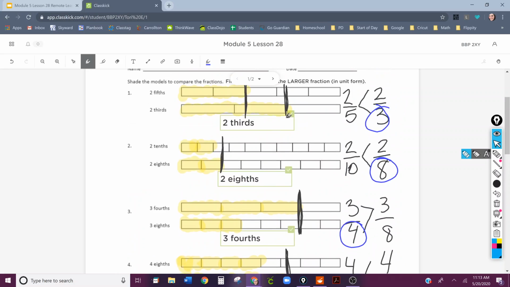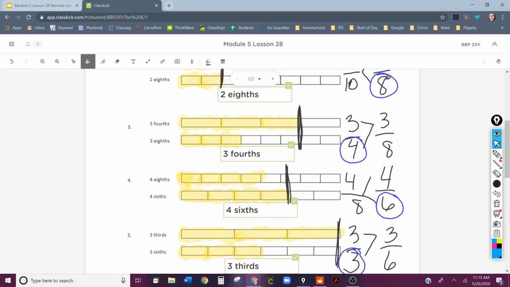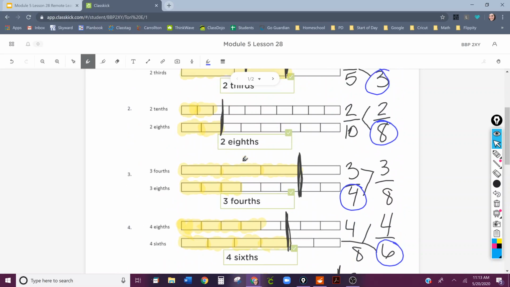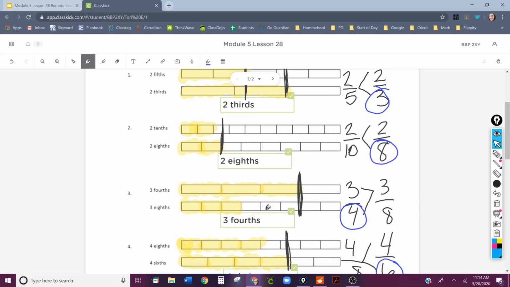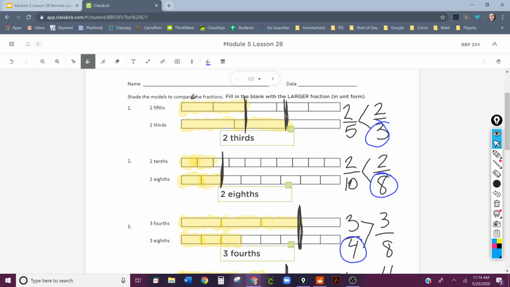So if we're trying to figure out which is larger, we're always going to write it in fraction form and see which of the numbers is smaller, and that means that's going to end up being our bigger number. Okay, so that's a little shortcut without using the picture, but we are going to have to shade to show our work on this.